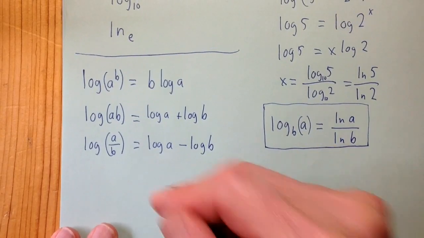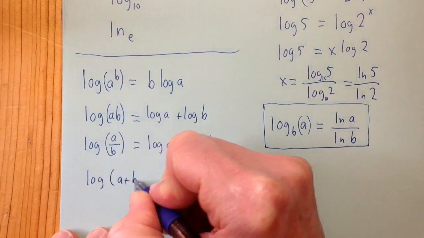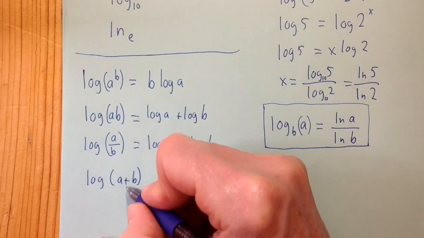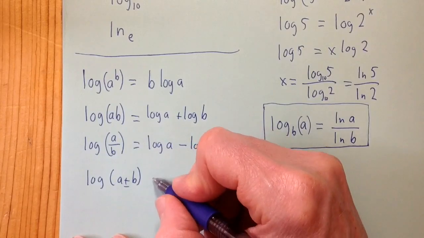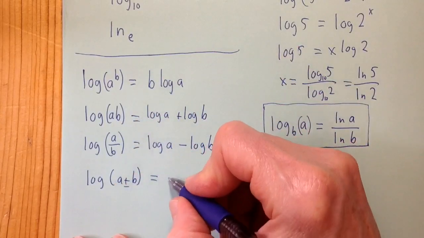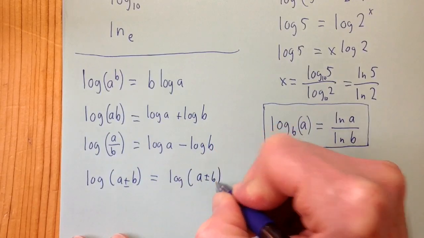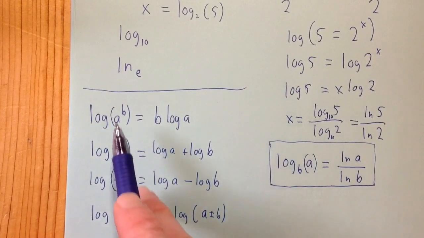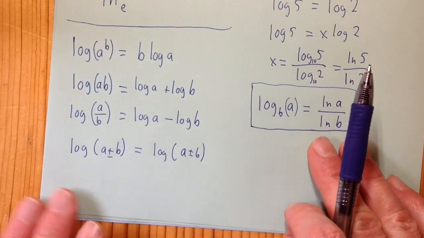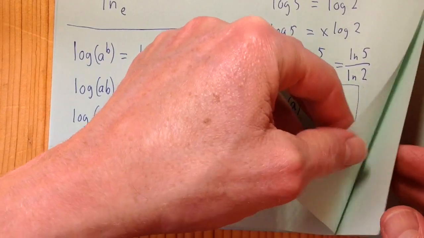One that you have to be really careful of is if you have the log of a plus b or a minus b, then you can't do anything. That's just the way it is. There's no relation we can simplify that with. That's just equal to the log of a plus or minus b, and you're going to have to figure out something else to solve the problem because there's no way to break that apart. What you can break apart is if they're multiplied or you have a power. Okay, so those are the basic logarithm relations that we're going to use a whole lot to solve problems. Let's just do a few examples here.